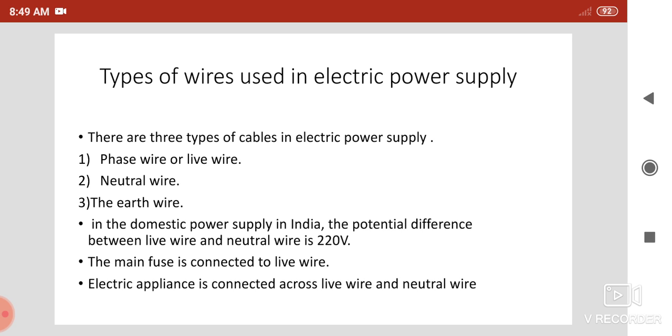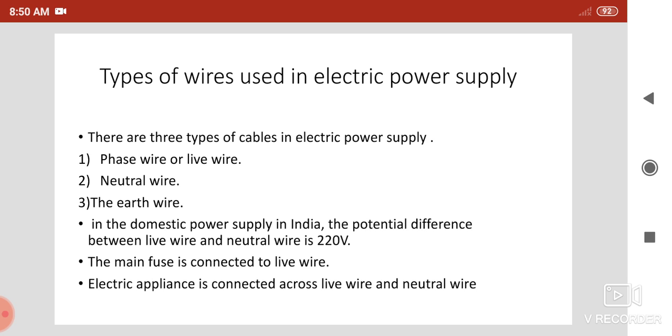Then there is the earth wire. It is used for instruments or devices at home which contain steel materials, for example a heater or a mixer, steel devices that we are using. So that the current does not pass through those devices, and it can pass through the earth instead. This you have already studied in the 9th standard.